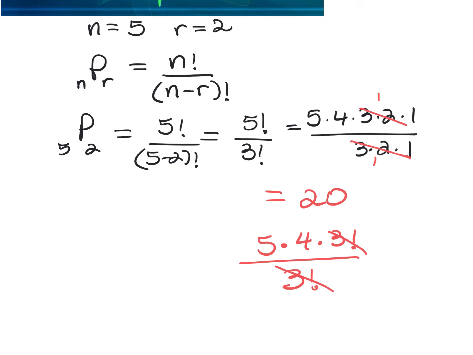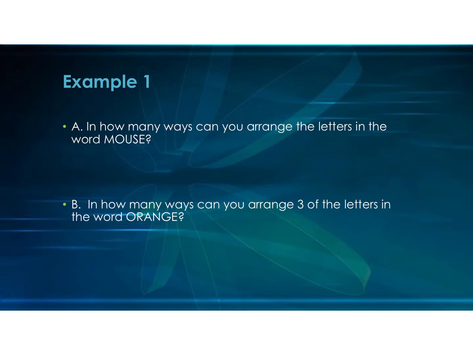Let's try some word problems now using this information. So example 1, it's got 2 different examples here. It says, in how many ways can you arrange the letters in the word mouse? Notice there's not 2 different numbers here. The first number that I'm going to come up with is counting how many letters are in the word mouse. And in the word mouse, there are 5 letters.